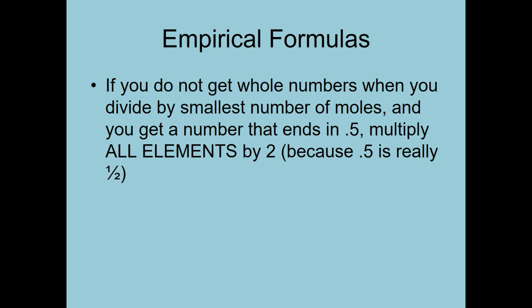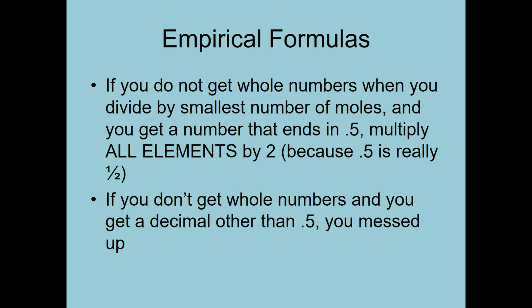So if you do not get whole numbers when you divide by the smallest number of moles, and you get a number that ends in 0.5, you're going to simply multiply all the elements by 2, because 0.5 is really 1/2. If you didn't get a whole number and you get a decimal other than 5, you messed up somewhere. You're either going to get a whole number or you're going to get 0.5. If you end up with 0.72, you have messed up somewhere and you need to go back and check your work.